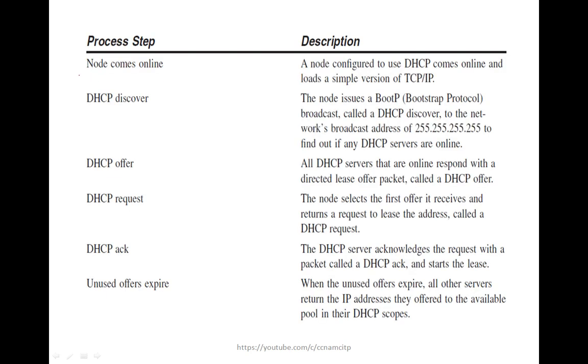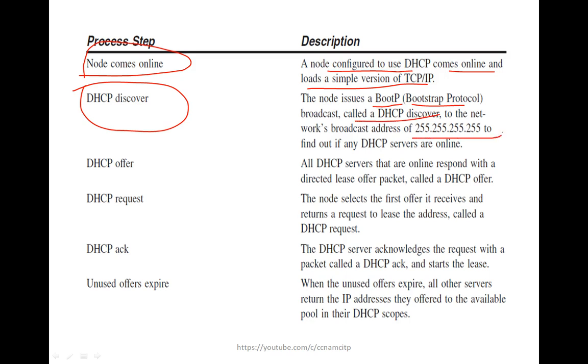So how will it happen? The node comes online, that computer is online. As I told you, a node configured as DHCP comes online and loads the simple version of TCP/IP. DHCP discover, the next step: the node issues a bootstrap protocol broadcast called DHCP discover, to 255.255.255.255, to find if any DHCP server is online. As soon as the DHCP server hears that broadcast, it says, yes, I am a DHCP server, and it responds with an offer.